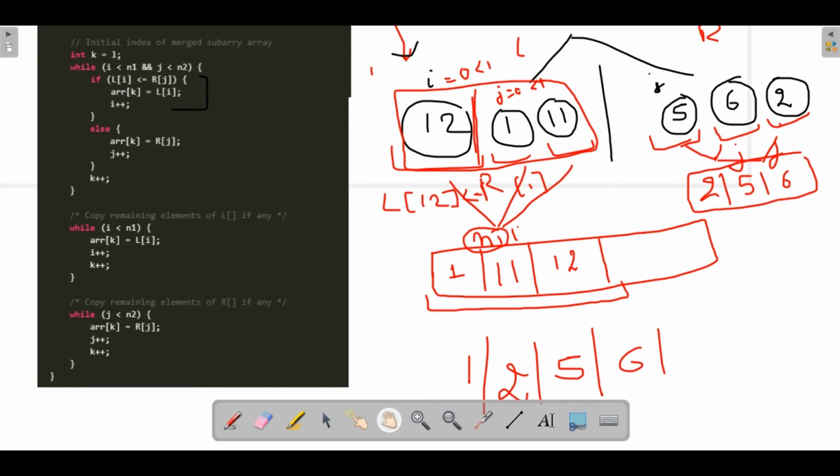i is less than n1 and j is less than n2, because see, we are out of elements now. j came, because j is equal to n2, but we are left with two elements in the ith position, that is 11 and 12. So now these elements are sorted in between them. So we would be running this loop so that our array fills with these elements. So we got this. Understood?